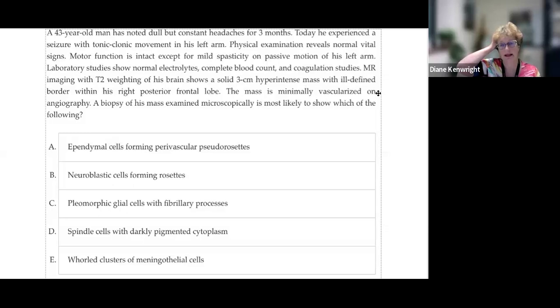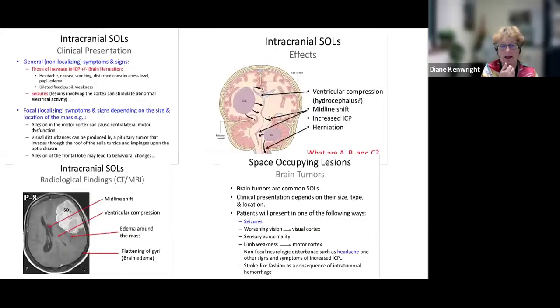It's minimally vascularized on angiography, so it's not like a brain vessel malformation. All right, so what is it likely to show? What do we actually think it is? It is a solid, bright white mass. Does that remind you of anything, of any of the CTs that we saw earlier? Solid, bright white mass that is in his brain. Probably maybe a bit like this one.